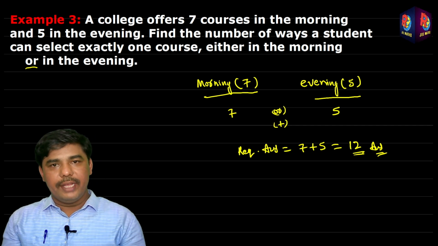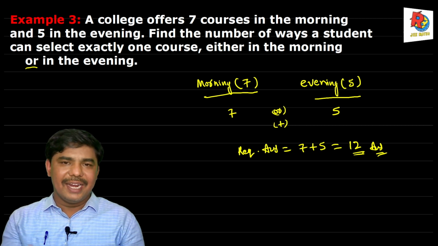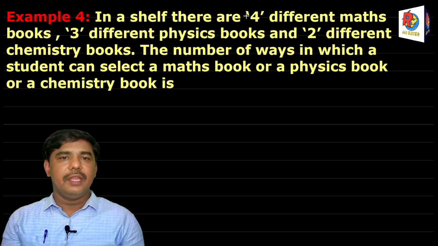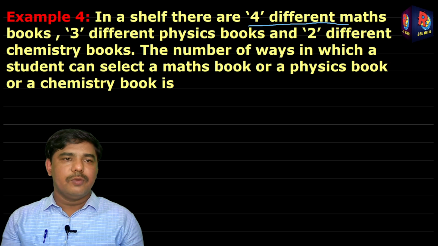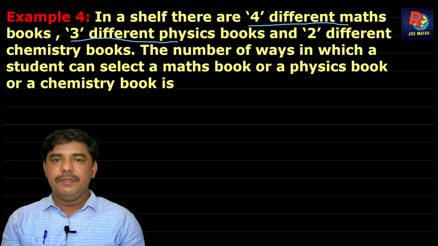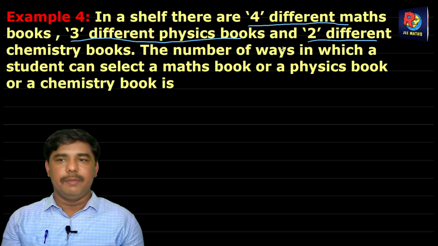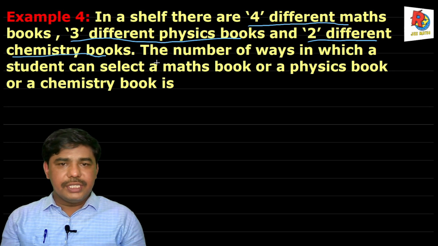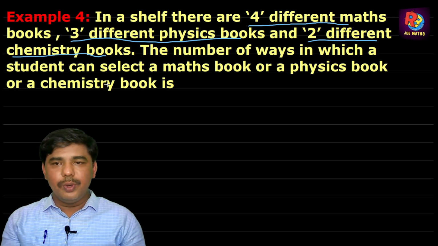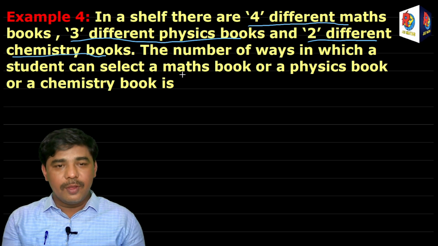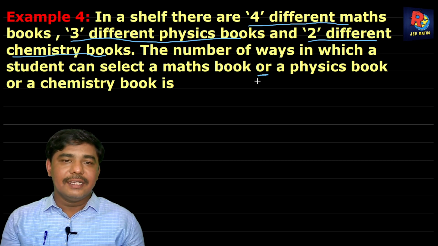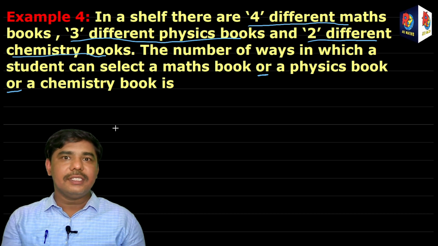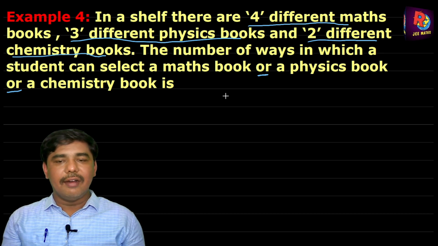I will go for one more example, then you can understand the addition rule clearly. Now you can observe this. Example 4: in a shelf there are 4 different math books, 3 different physics books, and 2 different chemistry books. The question is the number of ways in which a student can select a maths book, or, the keyword, a physics book or a chemistry book. Here the keyword OR is there.